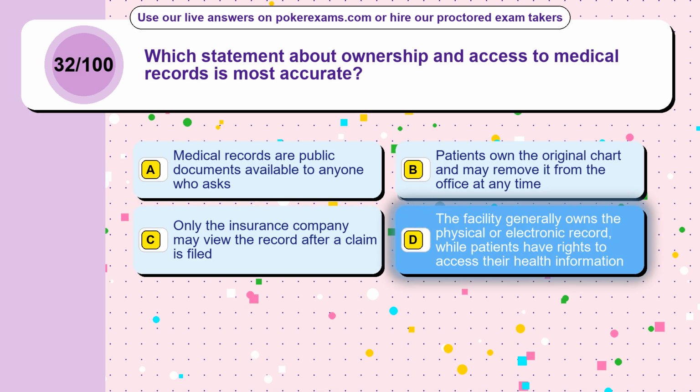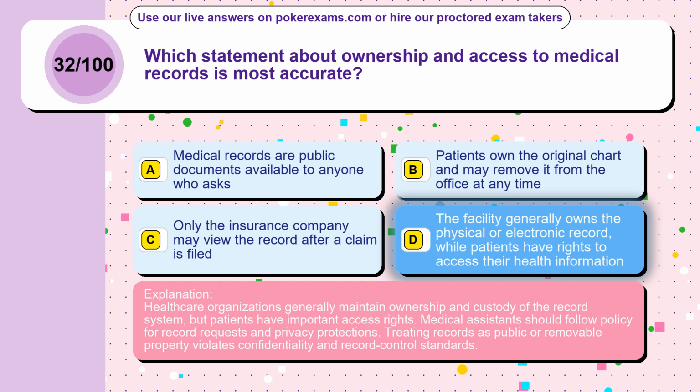The correct answer is option D. The facility generally owns the physical or electronic record, while patients have rights to access their health information. Healthcare organizations generally maintain ownership and custody of the record system, but patients have important access rights. Medical assistants should follow policy for record requests and privacy protections. Treating records as public or removable property violates confidentiality and record control standards.